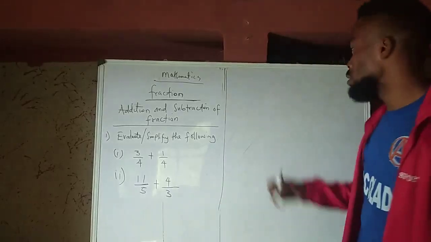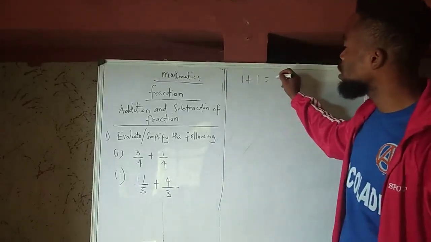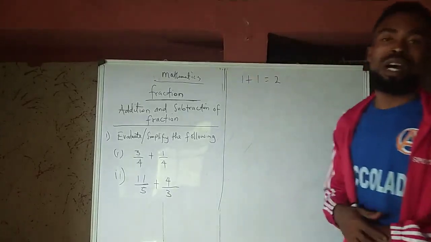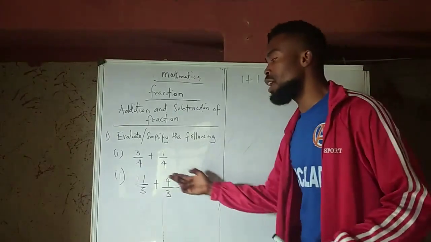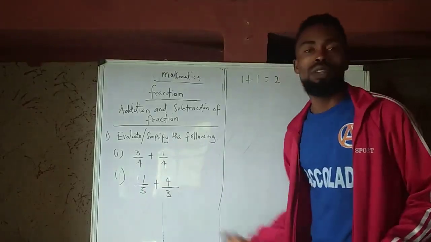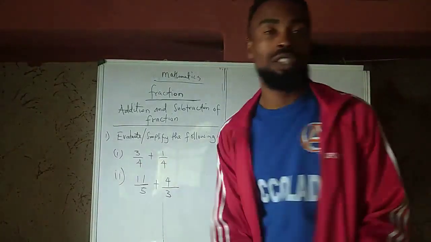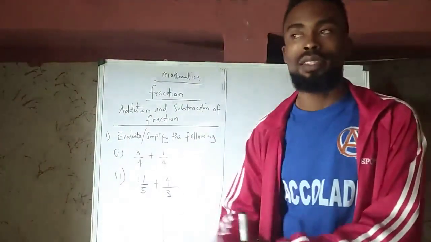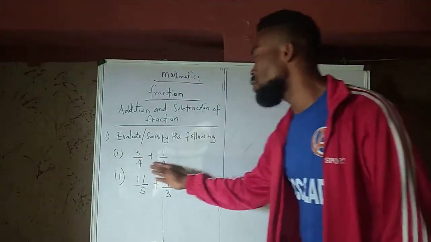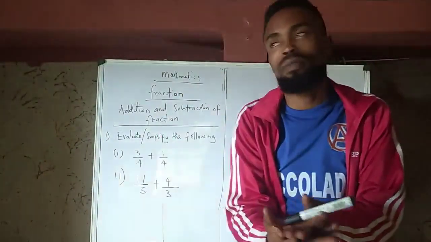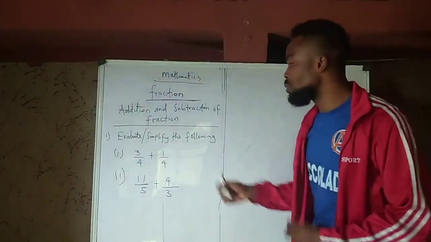Okay, so let's say we have 1 plus 1 equals 2. These are whole numbers, so they are easy for us to add. So how do we now go about addition of numbers that look like this? Remember that every fraction is a part of a whole, right? So this is a part of a whole, this is a part of a whole. When we bring them together, what will it become? Alright, so that's what we want to look at.